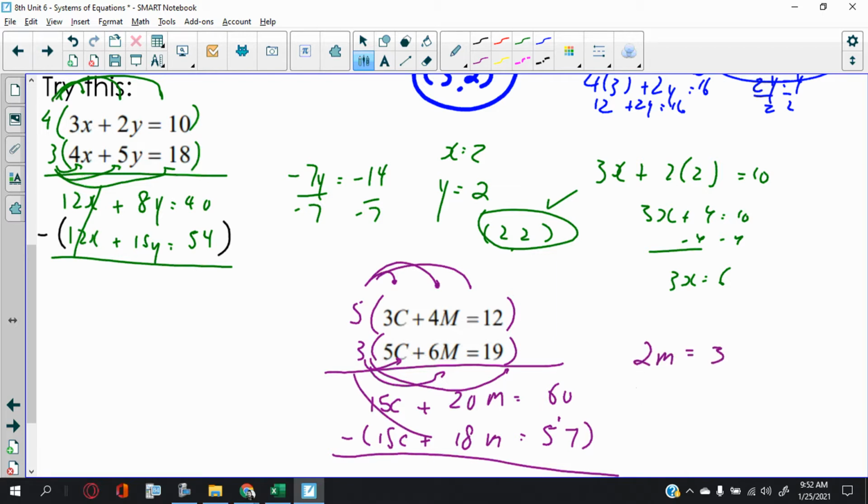Oh man, I'm going to get a fraction. Is that right? Hold on. How come I feel I did something wrong whenever I get a fraction answer? All right, hold on, let me press pause real quick.